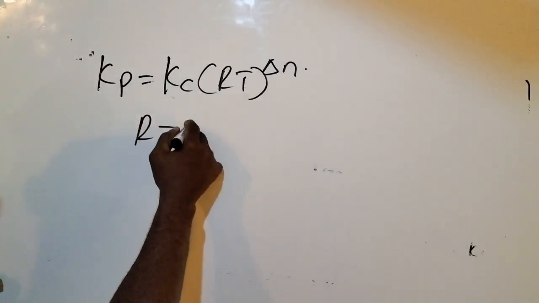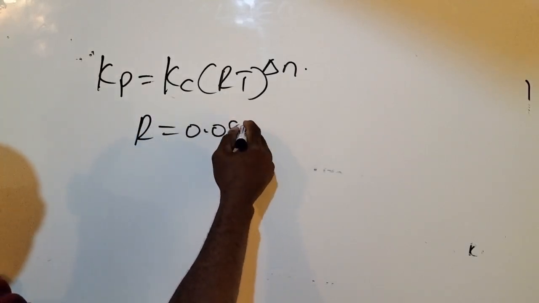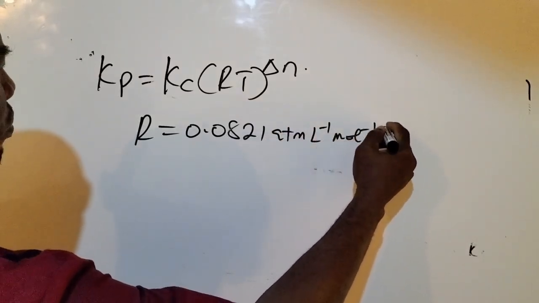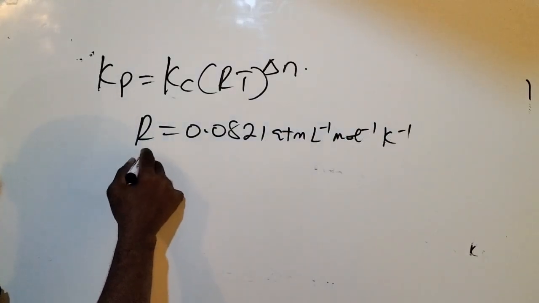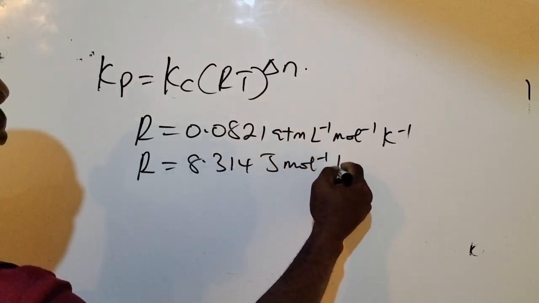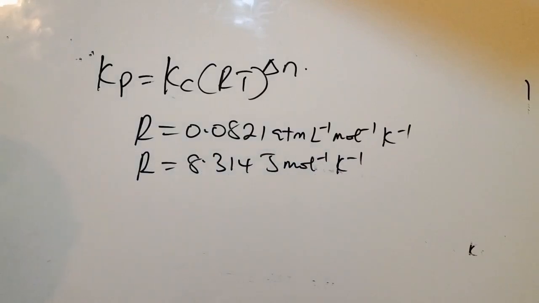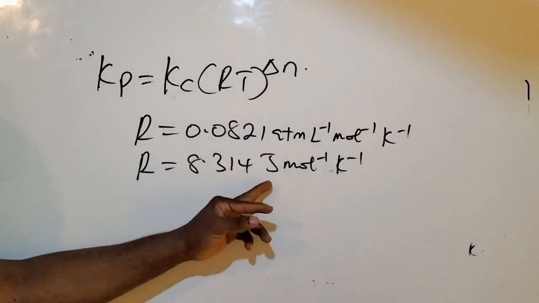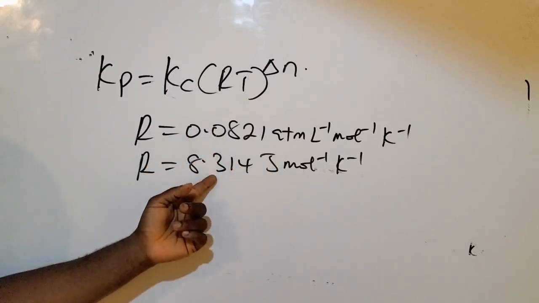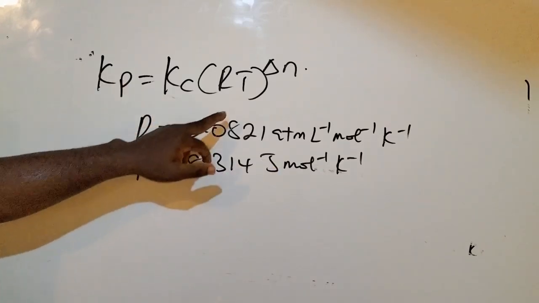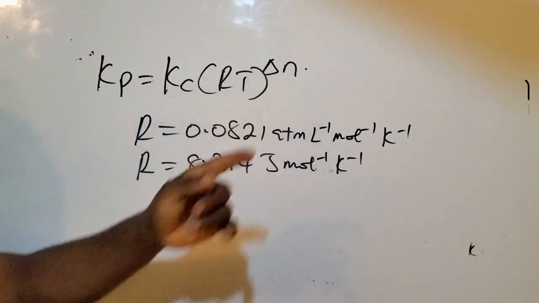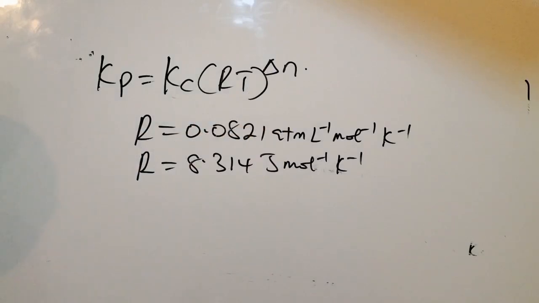So R has the value of 0.08206 atmosphere liter per mole per Kelvin. The same R can still be given as 8.314 joule per mole per Kelvin. So R can be given as this, or in the standard SI unit, R has this value. The value of R differs depending on the quantities you're working with in the calculation. So that is your R. T is the temperature in Kelvin, and then delta N is the change in mole of the gaseous system.